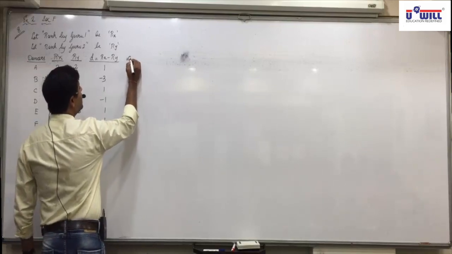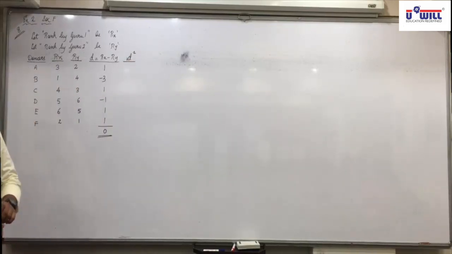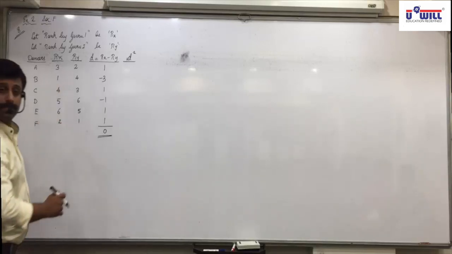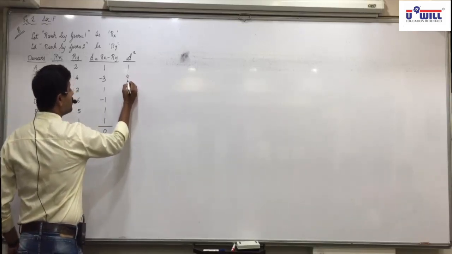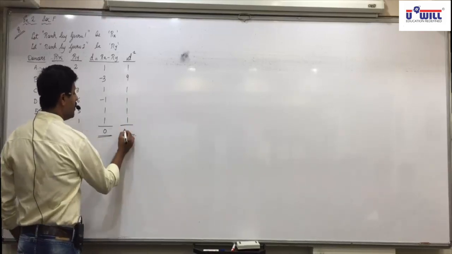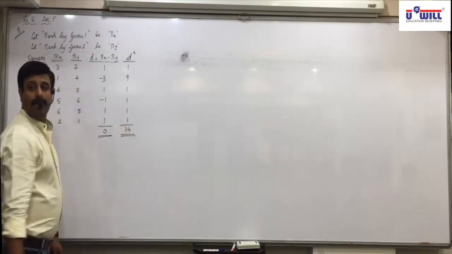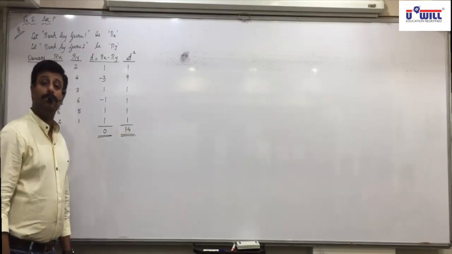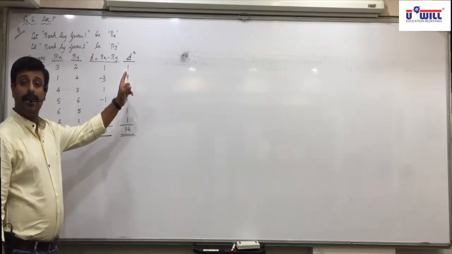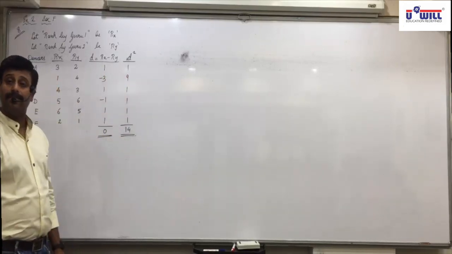Now what we need is D square. So, Mewari, 1, 9, 1 and one more, 14. Yes. Any confusion in this? D square: 1 square is 1, 3 square is 9, 1 square is 1, all ones. Understood this?